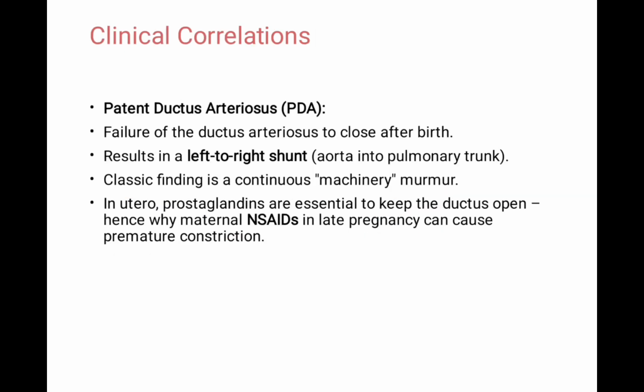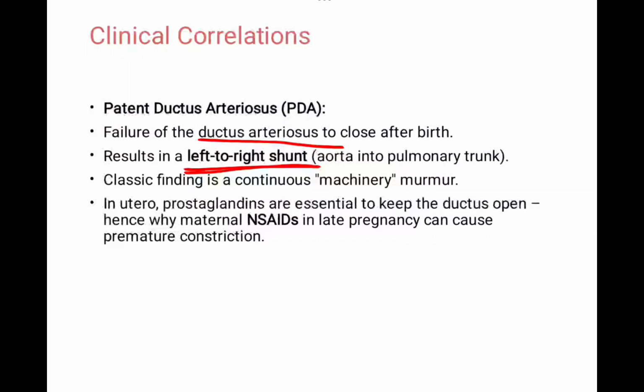So what are the clinical correlates? What are the things that can go wrong in this circulation? We have patent ductus arteriosus. Patent ductus arteriosus is failure of the ductus arteriosus to close after birth. When the ductus arteriosus fails to close after birth, there is a left to right shunt of blood from the aorta into the pulmonary trunk instead of the other way around, because of the high pressure now in the aorta compared to the pulmonary trunk.